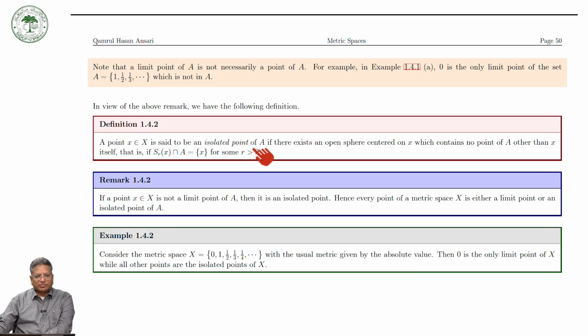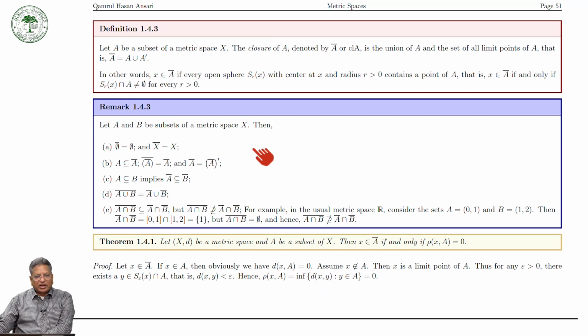And then we discussed several examples and several properties, and then we defined the closure of A. Closure of A is the set of all points of A and the derived set. Okay, so the union of the set A and the derived set is the closure of set A. And this is a very important result which we have proved, that x is a limit point of A if and only if the distance from x to A is equal to 0.